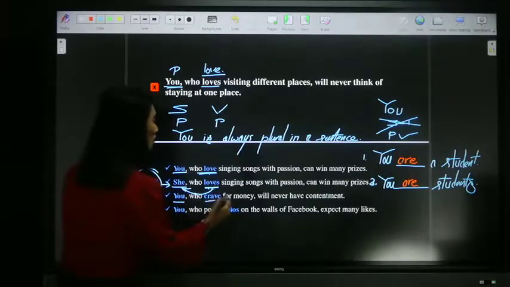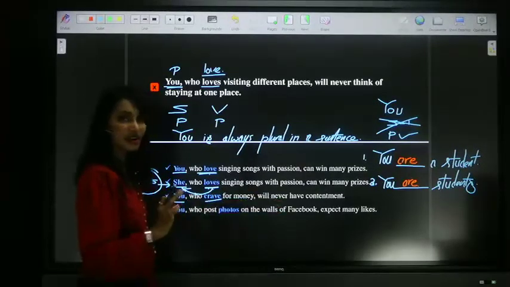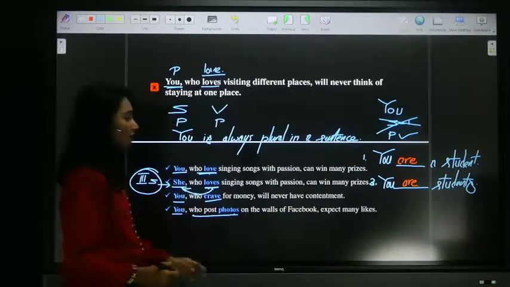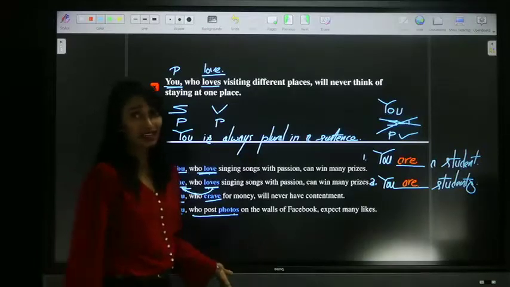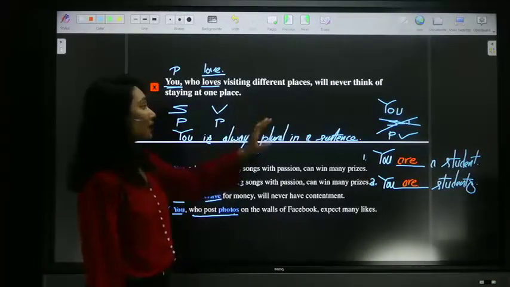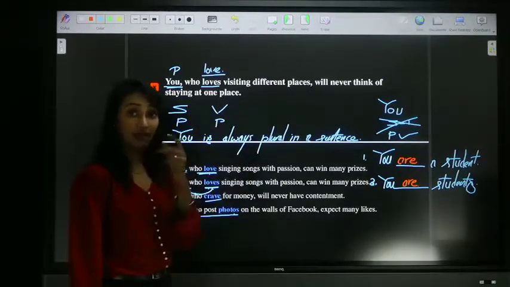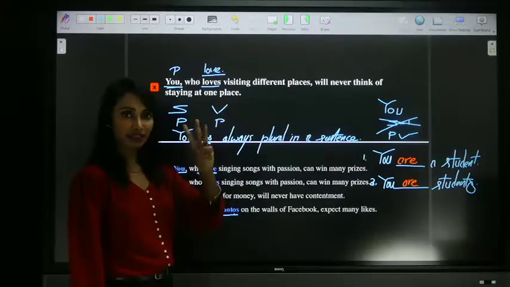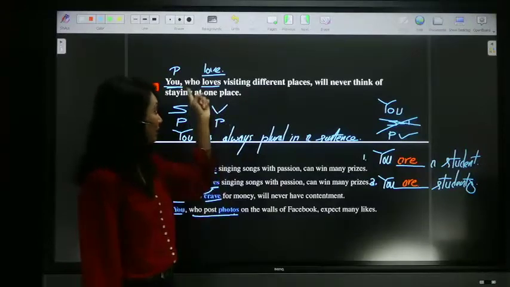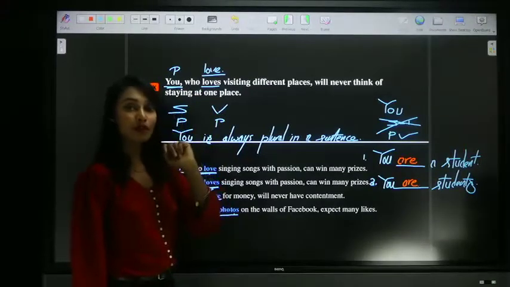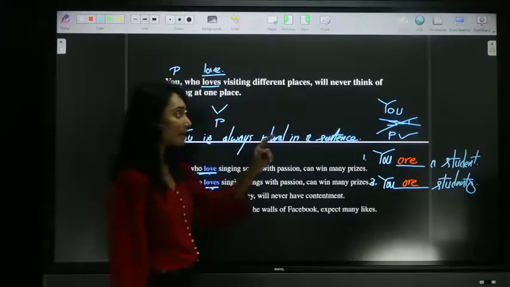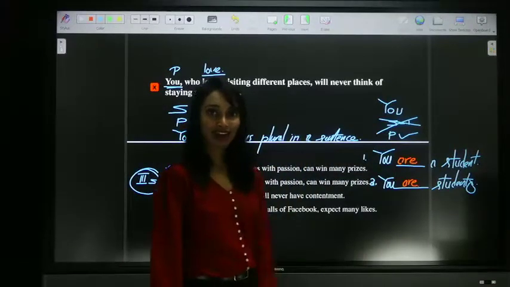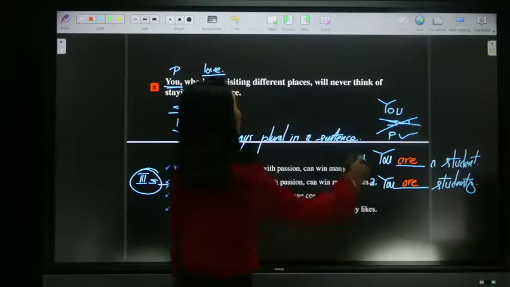You who cry for money will never have contentment. You who post photos on the walls of Facebook expect many likes. Right? So that's about the second person. Do remember, guys, I told you the order if three persons are there: first, second, and third person. And here with second person, the verb must be always plural because you is always plural in a sentence. I hope it is clear to you. Let's move on to the next one.